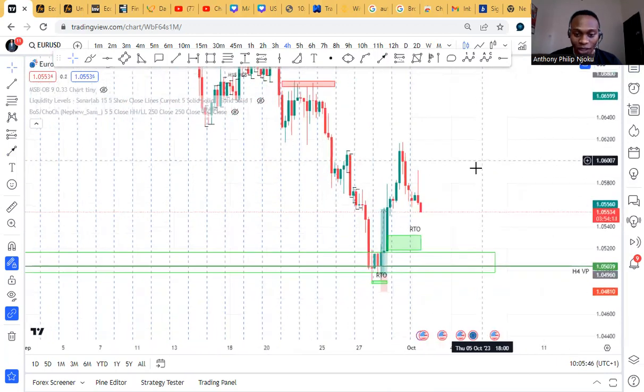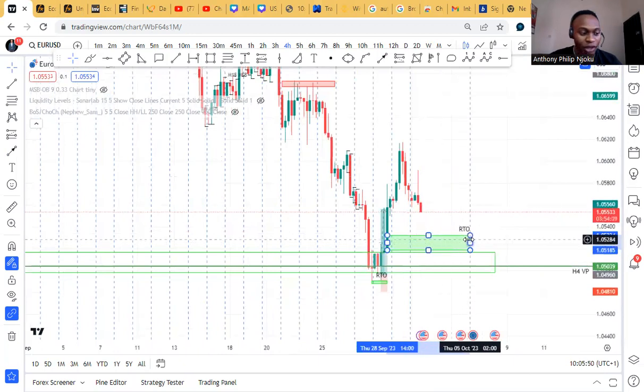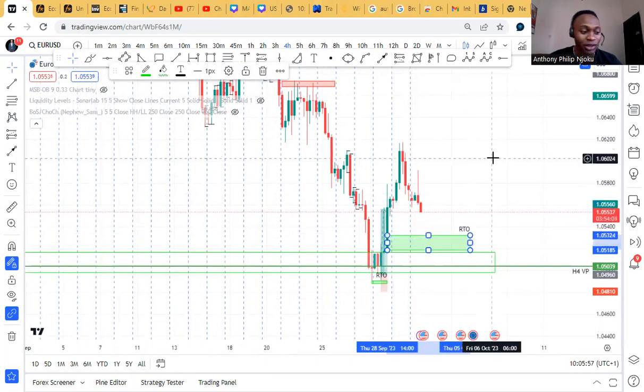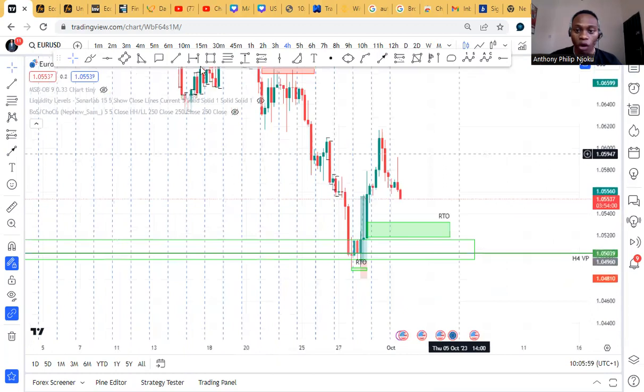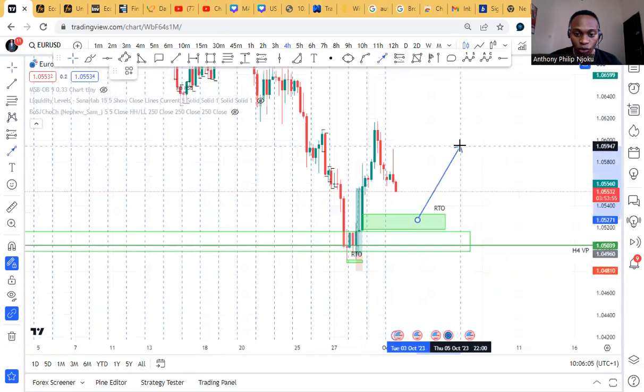And based on what I see, there's a structure here as well, something that looks like a fair value gap that DXY is going to be heading into. And from this point, you should be expecting more push up for Euro USD.